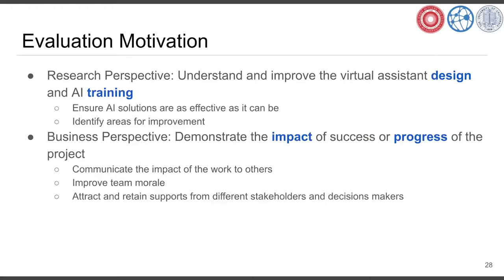Okay, once we have these data sets, and maybe you may develop some methods, how can we do the evaluation? So first we need to understand what the motivation of doing such evaluation is. I will talk about it from two perspectives. From the research perspective, our goal is to understand and improve the virtual assistant, which is simply the conversational recommender system. We want to understand how to improve the design and also the model training of our system.